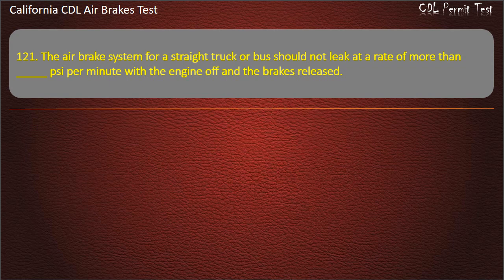Question 121. The air brake system for a straight truck or bus should not leak at a rate of more than blank psi per minute with the engine off and the brakes released. 2. 1.